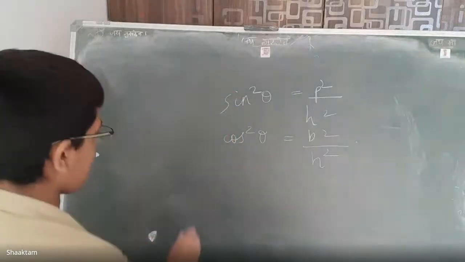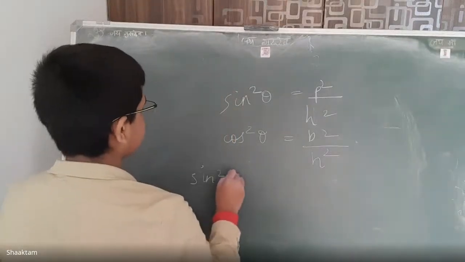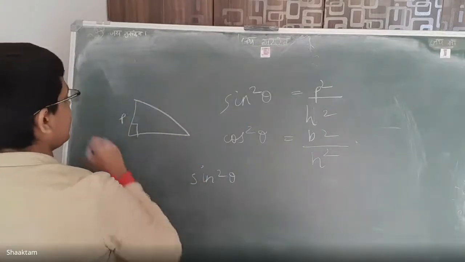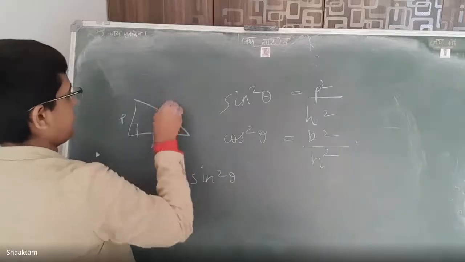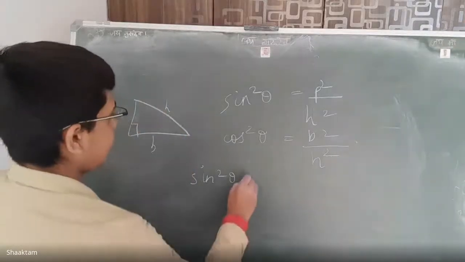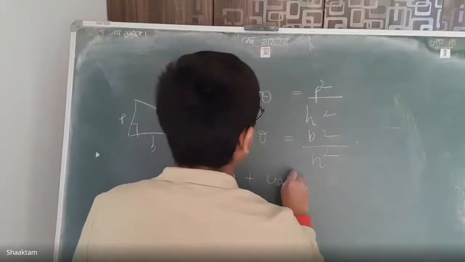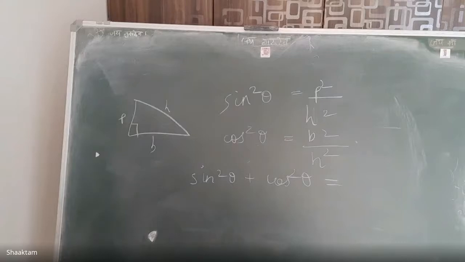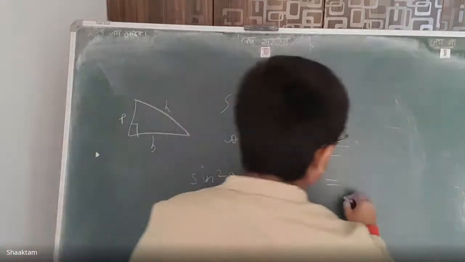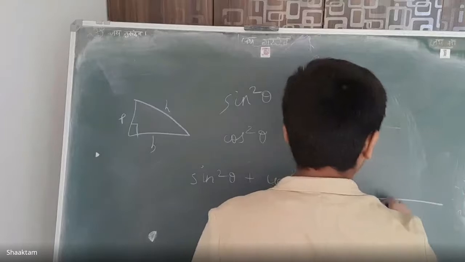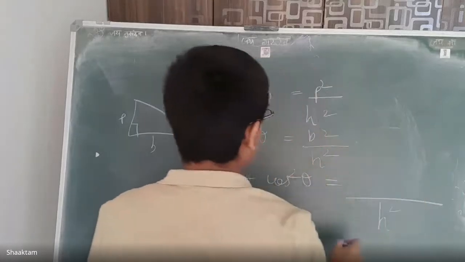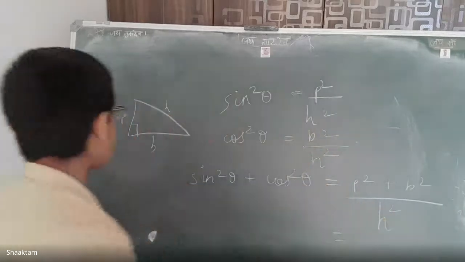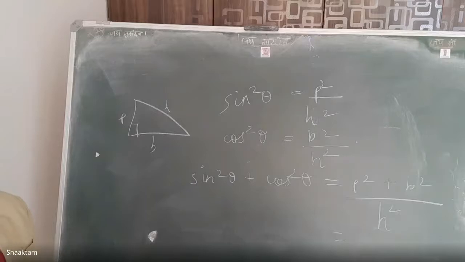Now, when I add them. So I told you that if this is a right angle triangle, this is called the perpendicular, and we take this as p, base and hypotenuse. Now, let me add both of these and see what happens. Sin square theta plus cos square theta. All of you know how to add fractions. Hypotenuse square, h square, will be down. I have p square plus b square by h square. I told you about the Pythagoras theorem in the beginning.